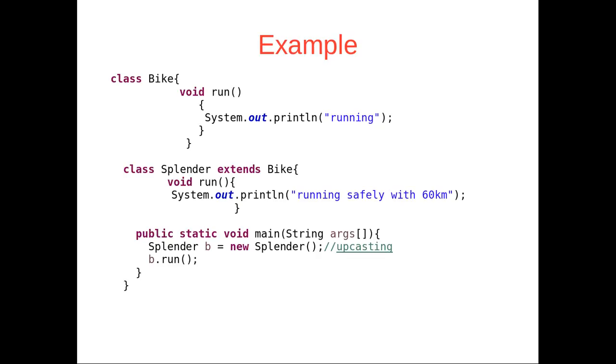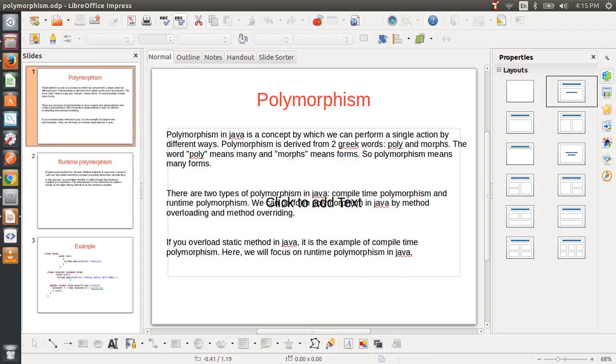In the inheritance concept, whatever method is there in the parent class is by default available in the child class. Then by using the child class reference variable, when we call the run method, this child class method will be called. If I show this example in Eclipse, then it will give you a clear picture.